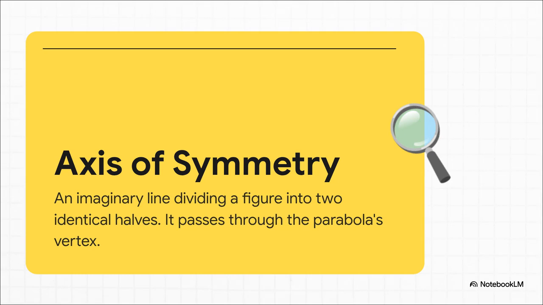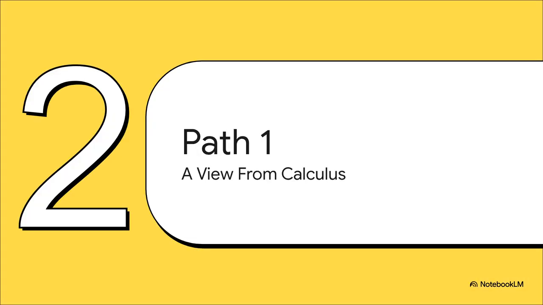So, that imaginary mirror line, that's our axis of symmetry. It's just a vertical line that slices the parabola right down the middle into 2 identical halves. And it always passes through that one special point, the very bottom or the very top, which we call the vertex. Our mission today is to prove why the equation for that line is always x equals negative b over 2a. All right, let's jump into our first method.